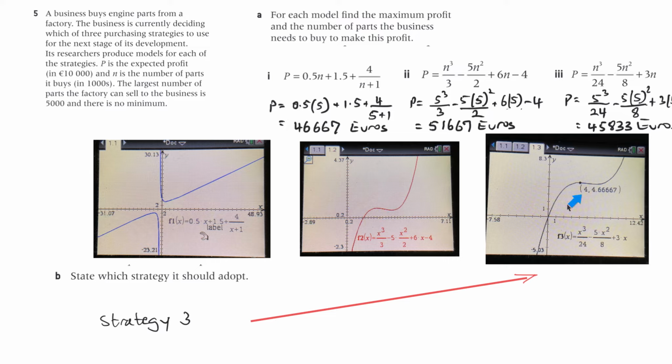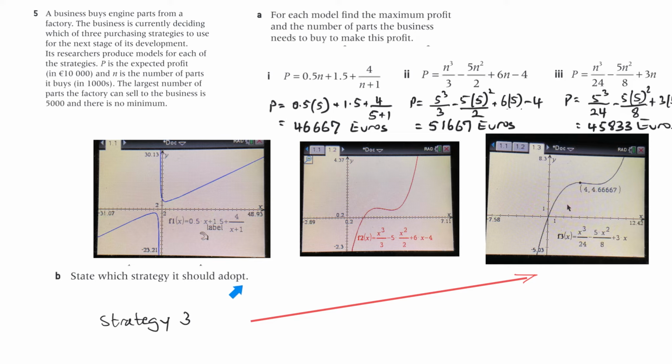Now, if you analyze this a bit further and you use the analyze graph function to find out where that maximum is, it's actually at 4, which is equivalent to 4,000 parts. And the profit is 4.66, which is equivalent to 46,667 euro. Okay, so it looks like strategy 3 is the best one.